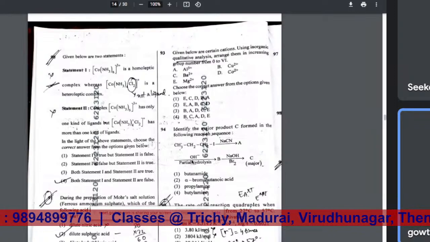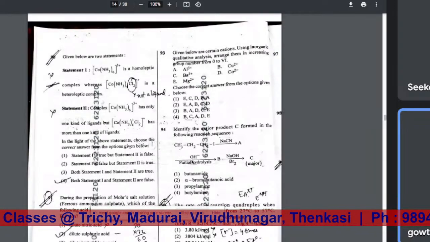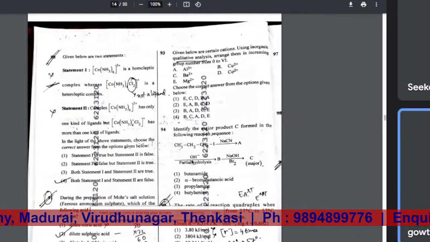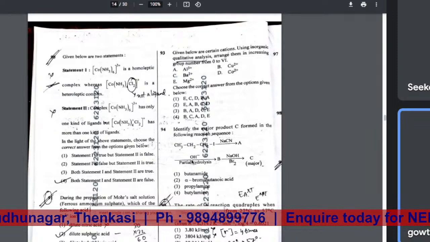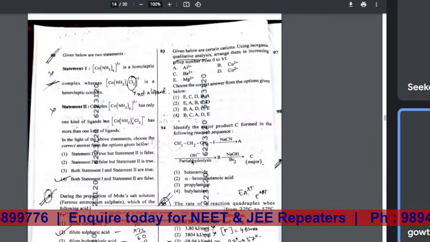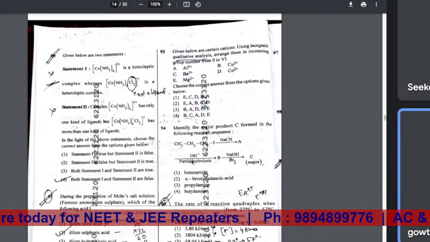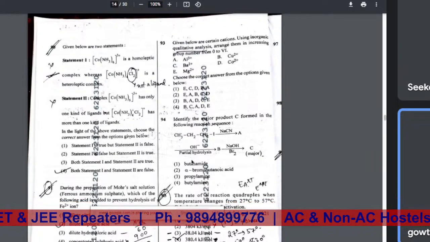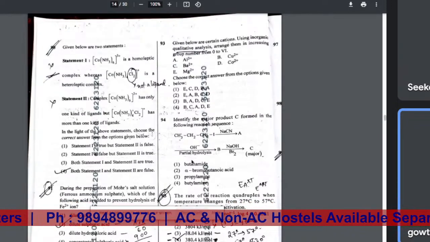Okay. Now question number 93. Given below are certain cations. Using inorganic qualitative analysis, arrange them in increasing group number from 0 to 6. So the correct answer is the third option. The third option is B, A, D, C, E.